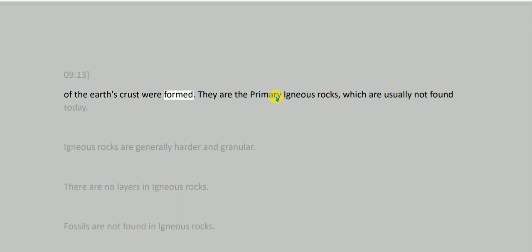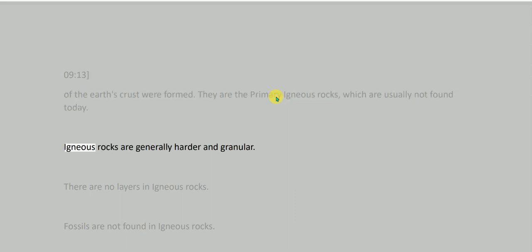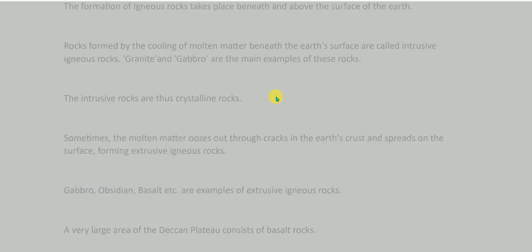the Earth's crust were formed. They are the primary igneous rocks, which are usually not found today. Igneous rocks are generally harder and granular. There are no layers in igneous rocks. Fossils are not found in igneous rocks. The formation of igneous rocks takes place beneath and above the surface of the Earth.